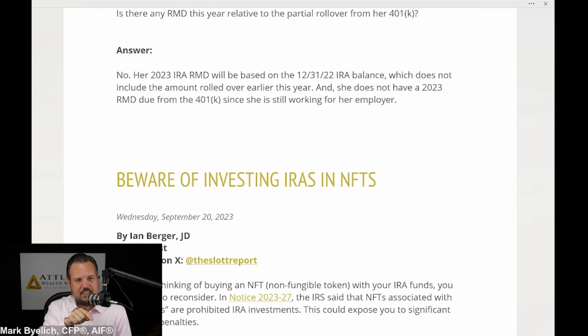The fact is that the only reason she doesn't have RMDs now from that money that she rolled into an IRA is because she rolled it in 2023. So next year, she will certainly have RMDs due out of that portion that she rolled into her IRA. So I hope that makes sense.